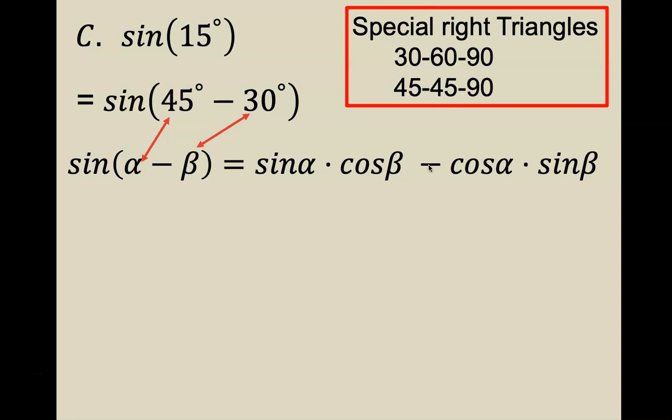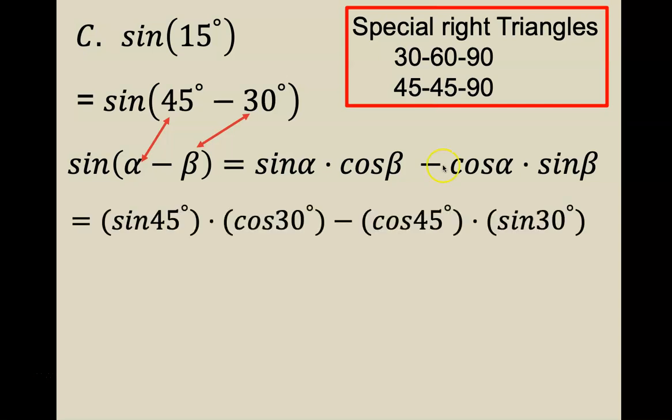Alpha matches up with 45 degrees. Beta matches up with 30 degrees. So I just replace. Instead of sine alpha or sine A, I say sine 45. Cosine beta, well, beta is 30, so it's cosine 30. Cosine A, sine B.